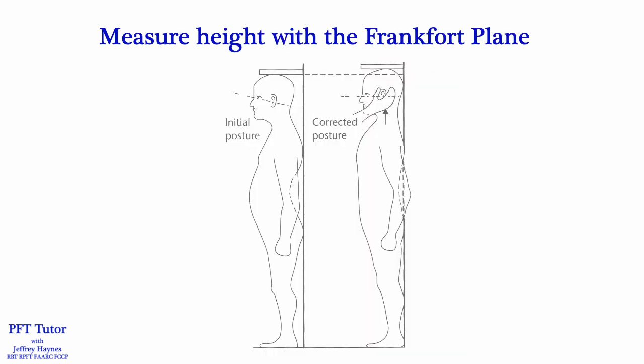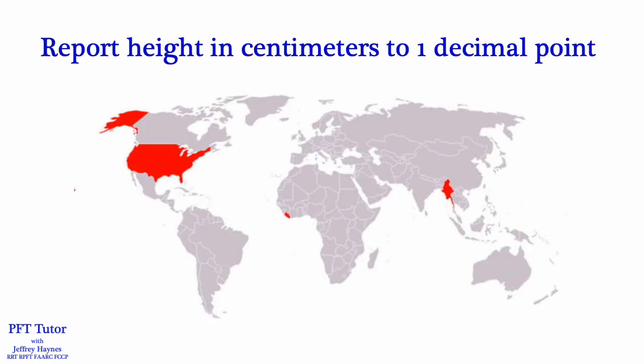When measuring a patient's height, it's also important to pay attention to their posture. Many patients will be slouching, not standing up straight, so instruct them to stand up nice and tall. And you'll also want to pay attention to how their head is positioned. So you want to use what's called the Frankfurt plane. So the plane from the eye to the ear should be parallel to the floor. The United States is still one of the few countries in the world that doesn't officially use the metric system. So in a lot of U.S. labs, you'll see height reported in inches, but it should be measured in centimeters reported to 1 decimal point.